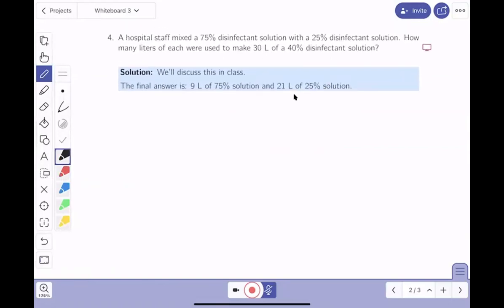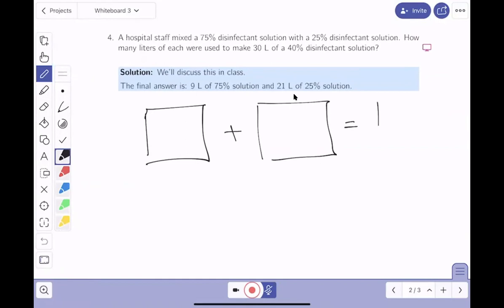All right. Another mixture problem. And again, it's a quick read. I realize that. And again, it's so typical. We're going to take 2 things, but it's not typical in the real world, though. Mixtures are not just 2 things. So a hospital staff mixed a 75% disinfectant solution. I'm going to put a label over this. This is 75% disinfectant. And they mixed it with a 25% disinfectant solution.